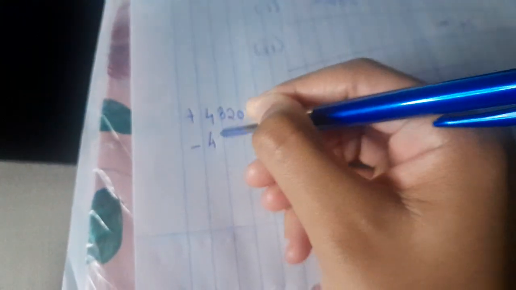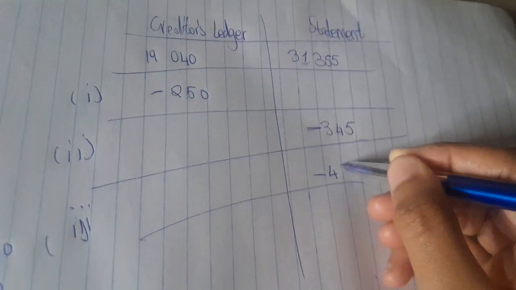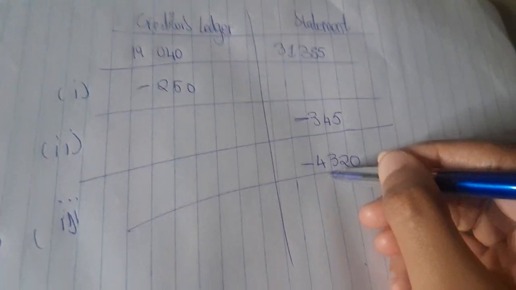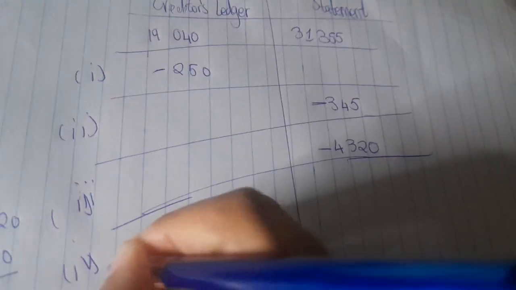So whenever you do the opposite, if this is a plus, this is going to be a minus. You do the opposite. And this is eventually going to be 0. So on the statement, since they were the ones that made the mistake, you're gonna minus that 4320 that they added. I hope you guys understand. Then we go to IV.